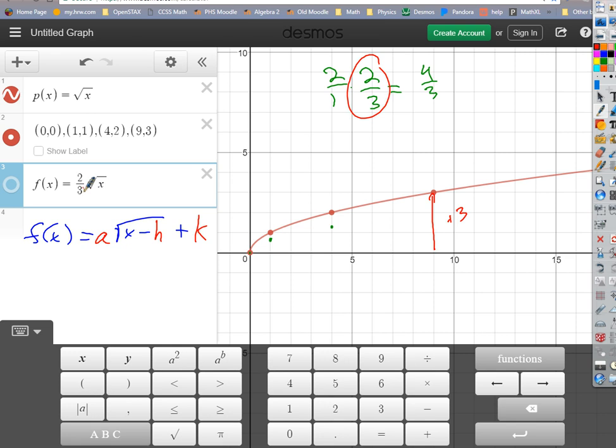Those will be convenient. Okay, so what about this one? If I normally go up 3, what's 3 over 1? That's 3 times a, which is 2/3.